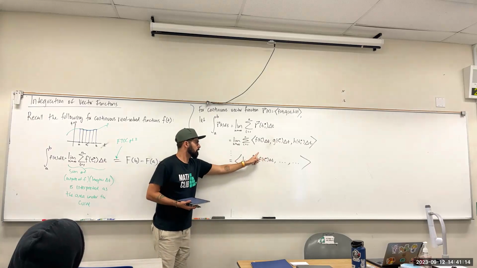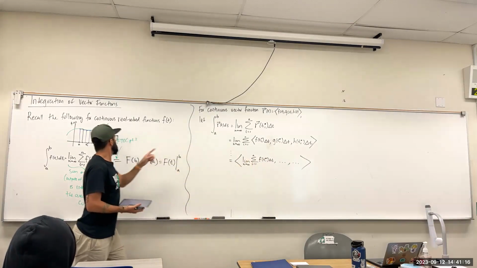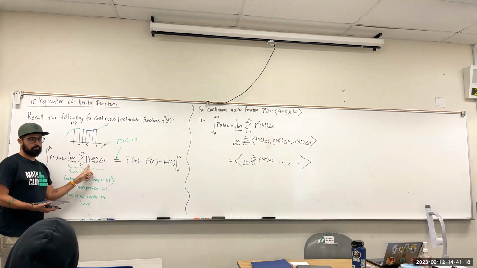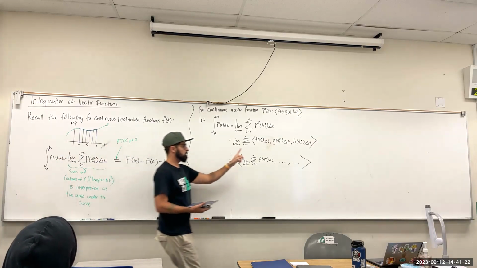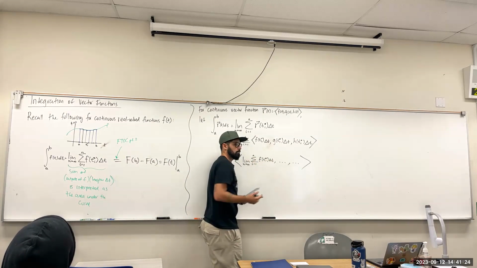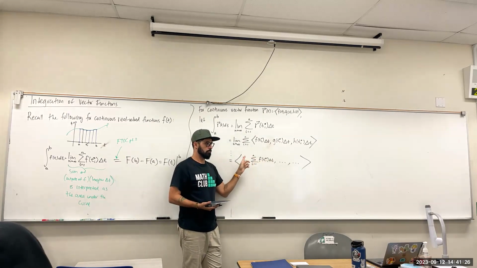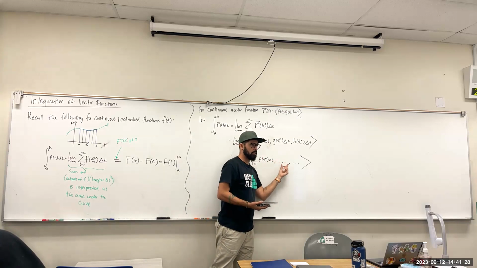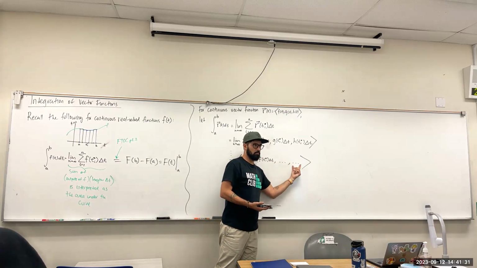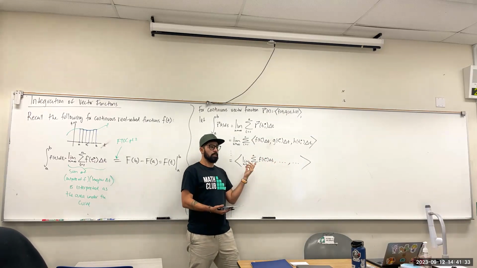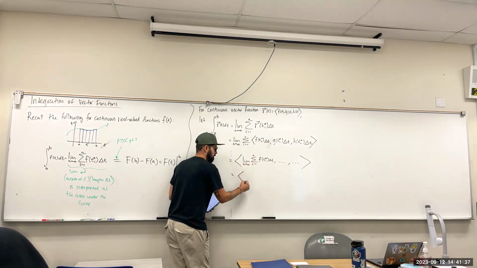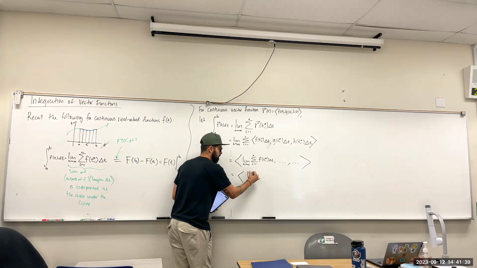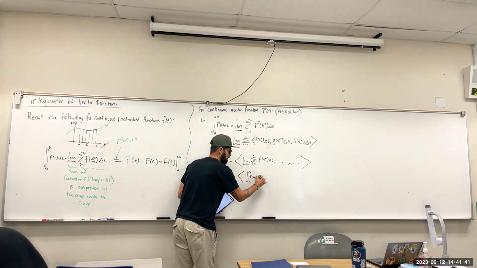Notice this right here is this. This is this. And the same thing for g of t, and the same thing for h of t. Right, this is just the definite integral of f of t. So then this just becomes the definite integral from a to b of f of t dt.